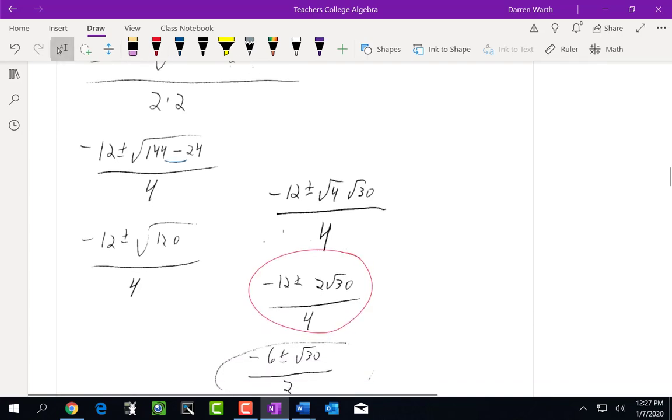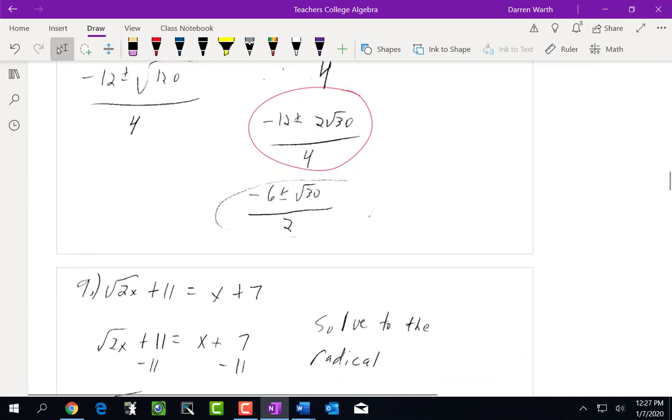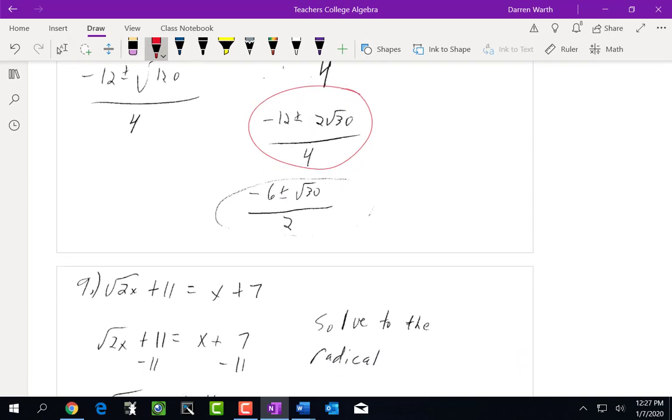And now I can divide that same number out of all 3 terms. Notice there's that common 2 in every place. I divided all 3 terms by my 2. So when I do that, I get negative 6. And 2 divided by 2 is going to be 1, so that's not there anymore. And then 4 divided by 2 is going to be 2. So my answer is going to be negative 6 plus or minus the square root of 30 all over 2.